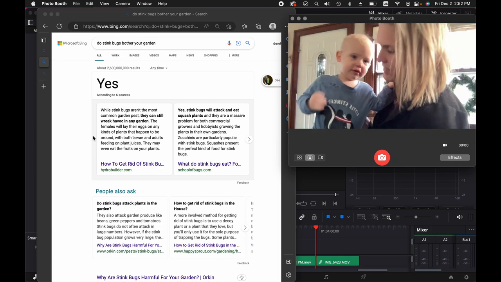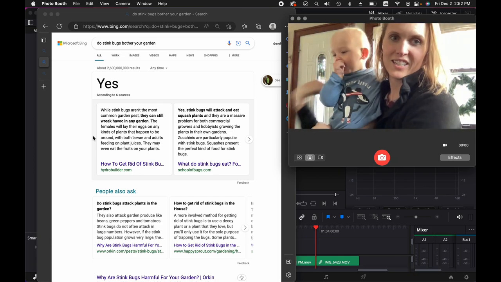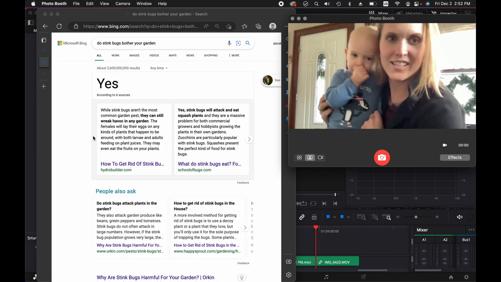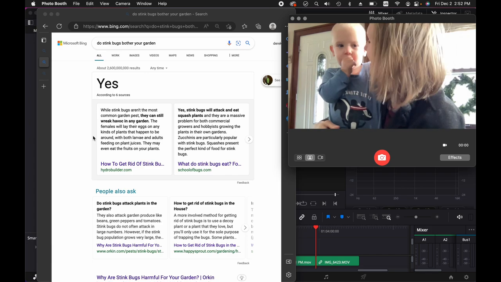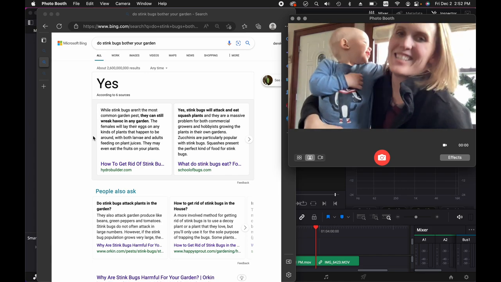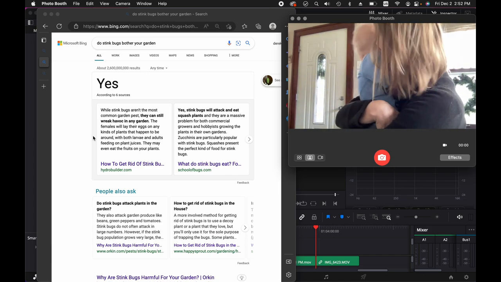Well, what an appropriate little shirt to be wearing, Jace. My little stinker.